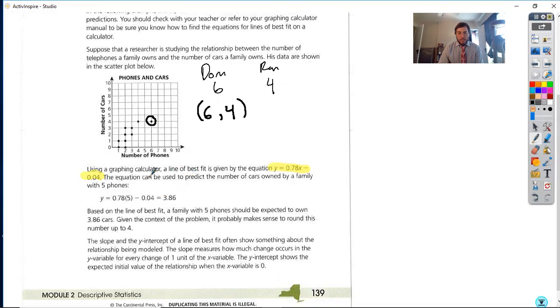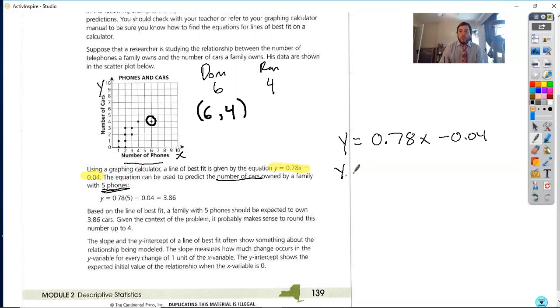So then it says, the equation can be used to predict the number of cars owned by a family with 5 phones. So what they did here is they took the equation, y equals 0.78x minus 0.04. And they wanted to find the number of cars owned by a family if they have 5 phones. Well, if we look at our scatter plot, we see that phones here are on the x-axis, while cars are on the y-axis. So we're going to substitute in 5 for our x and find out where that would fall on the number of cars here.